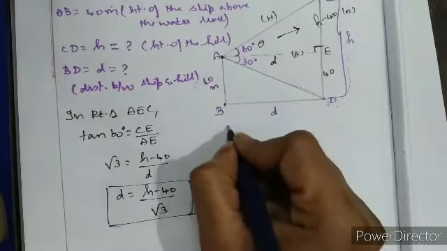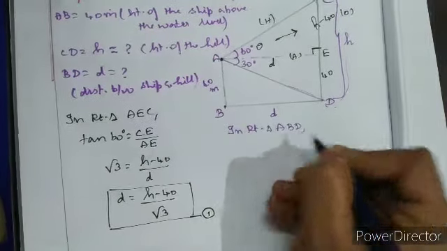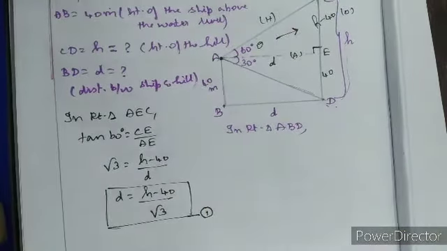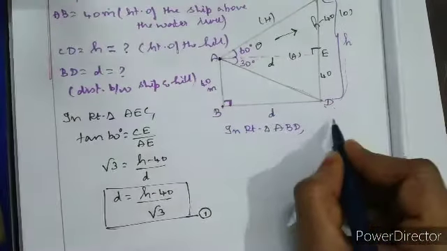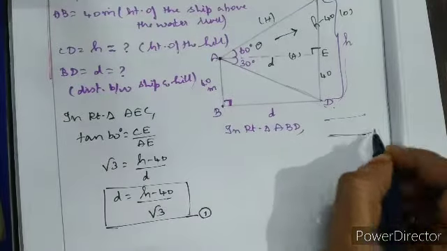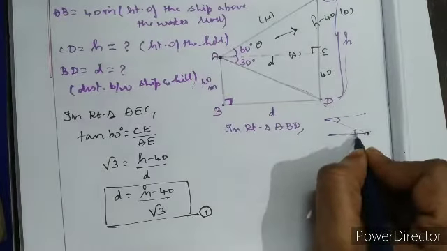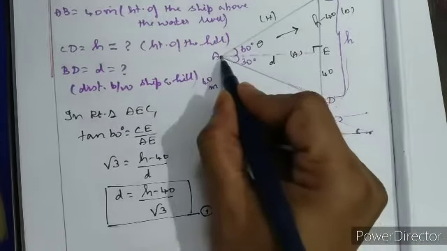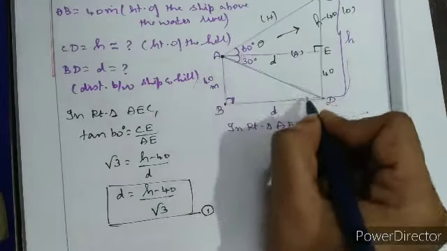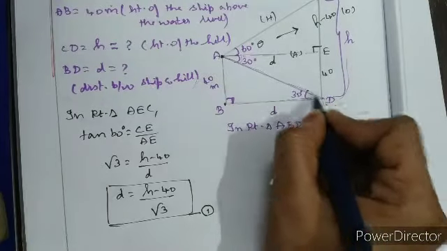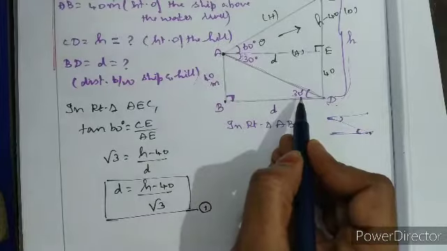Next, in right triangle ABD, which is right angled at B, see, AE is parallel to BD and it is cut by the transversal AD. In such a case, its alternate interior angles are equal. Here you can see it is in the form of a Z shape. This part is 30 degree, so this angle also makes 30 degree. Alternate interior angles are equal.